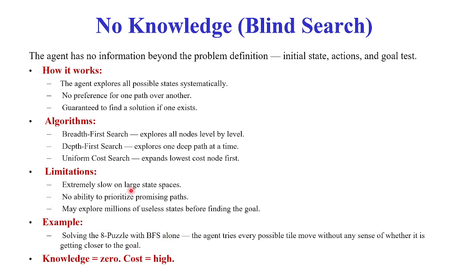So if we talk about the limitations, when you have no knowledge about the domain, this blind search agent becomes extremely slow on large state spaces, with no ability to prioritize promising paths. It may explore millions of useless states before finding the goal. So, if the knowledge is equal to 0, then your cost is very high.